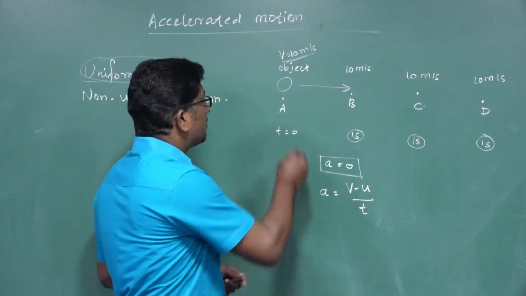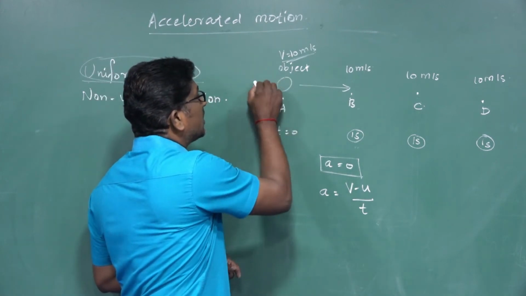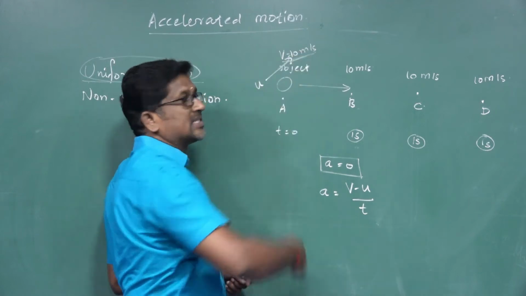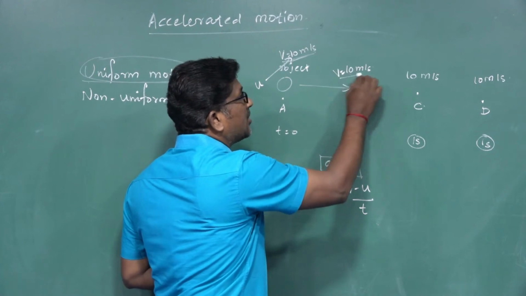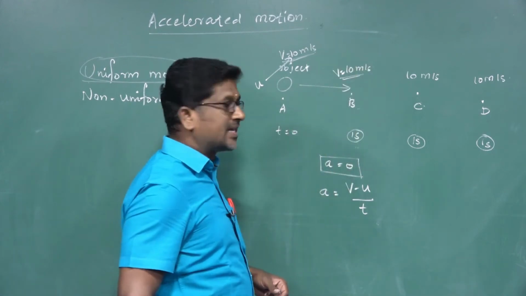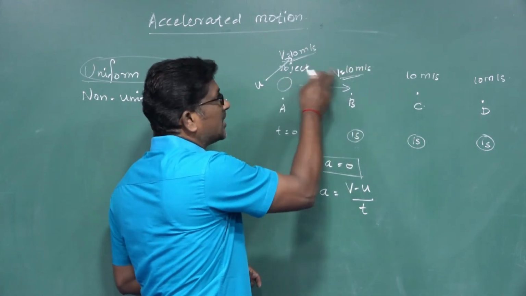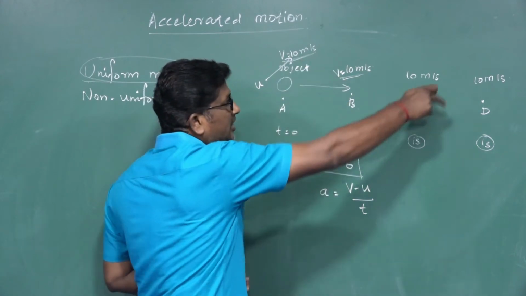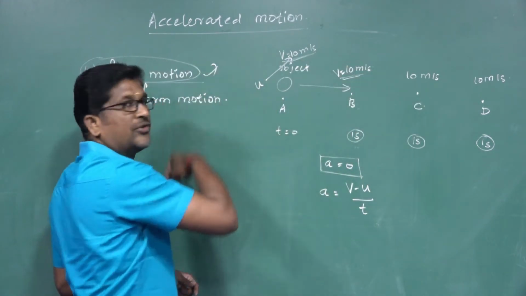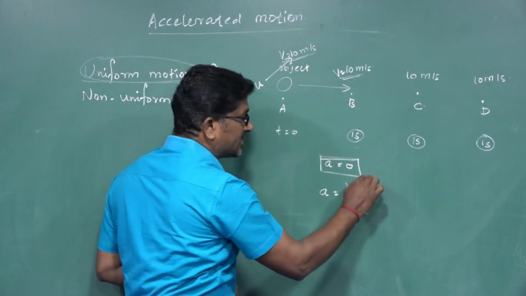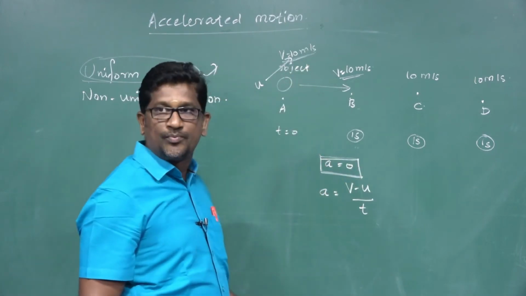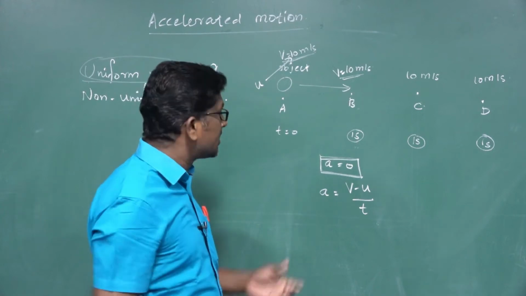Here, suppose at position A, the initial velocity of the particle is 10 meter per second. At position B, the final velocity of the particle is, for example, 10 meter per second. Here, the velocity of the particle remains constant, so that is why this type of motion is called uniform motion. In the case of uniform motion, the acceleration experienced by the particle is 0.